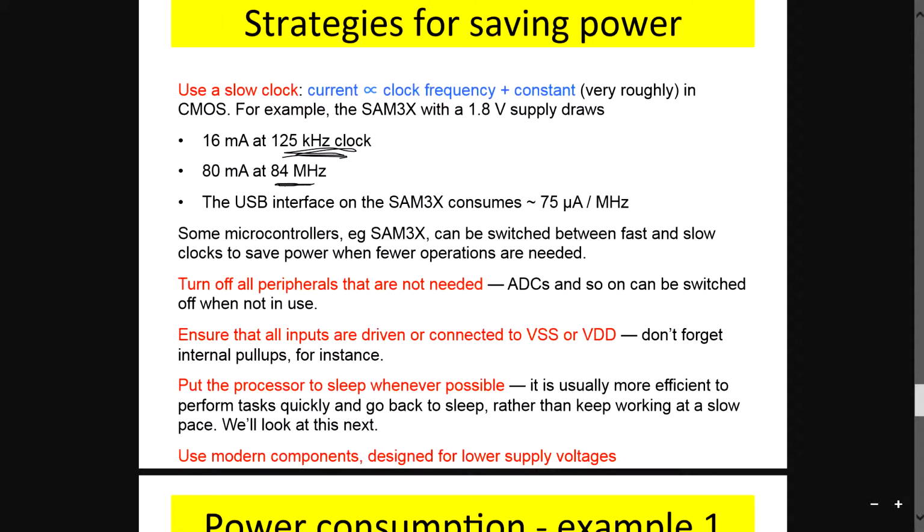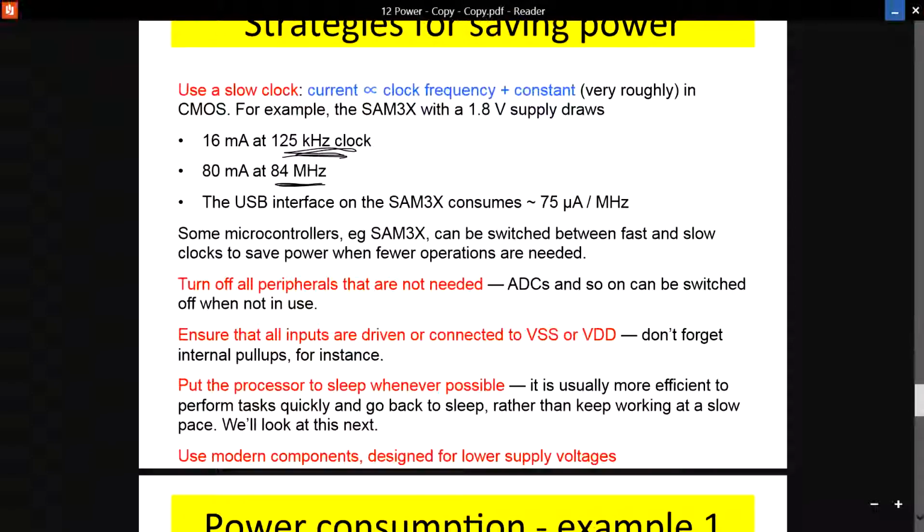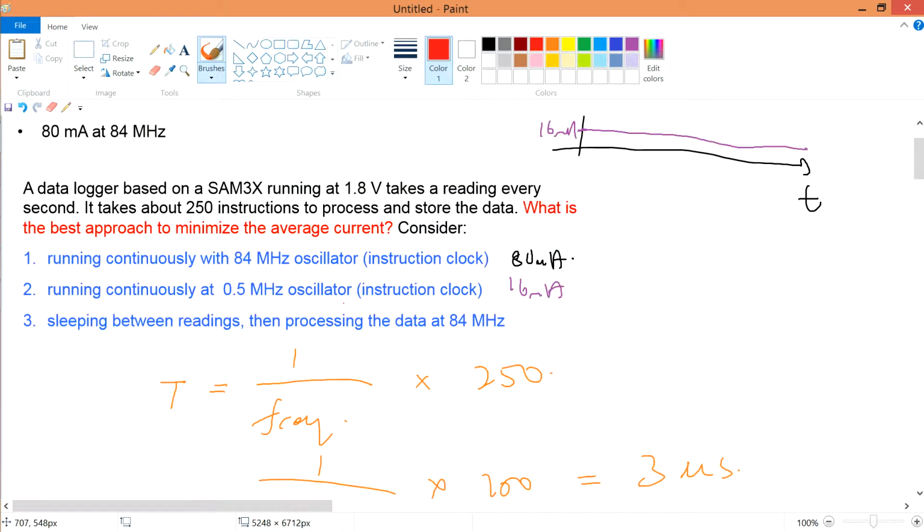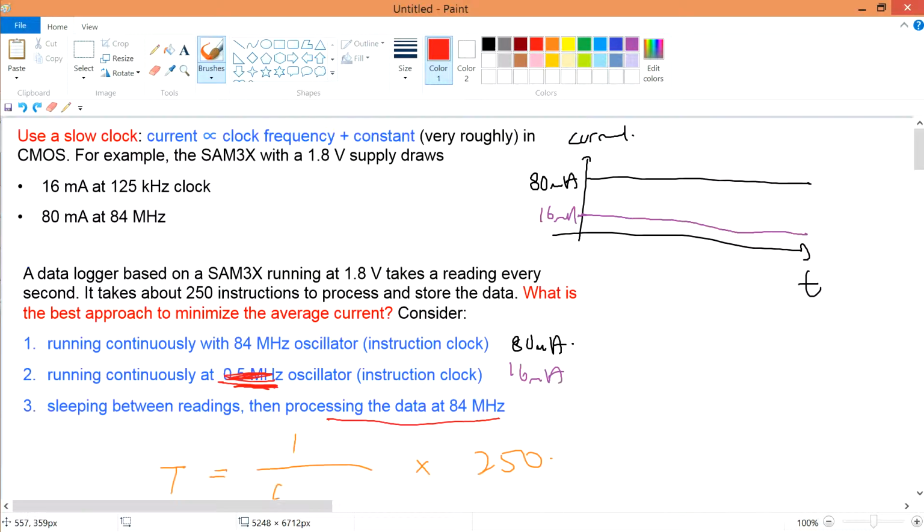Previously, in the third part, we talked about 84 megahertz, right? So we sample at 84 megahertz, processing the data at 84 megahertz, correct? And in fact, 0.5 megahertz is something that we don't have the data for. It's this thing over here. This is the second one, where we said when you run continuously at 0.5 is wrong. It shouldn't be 0.5, it should be 125 kilohertz. Over here this is 125 kilohertz, then you have 16 milliampere.